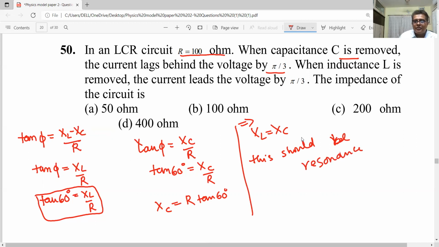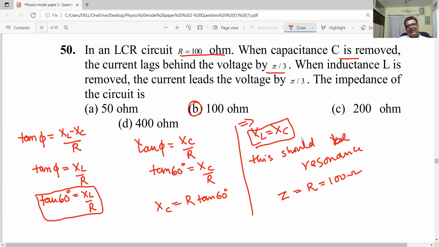Okay. When this is a resonance condition, try to understand, my dear students, they've asked you the impedance of the circuit. We must understand that in resonance condition, impedance Z is equal to R itself, which is equal to 100 ohm. Yes, option number B. Why did we work this out? That is just to prove that XL is equal to XC.